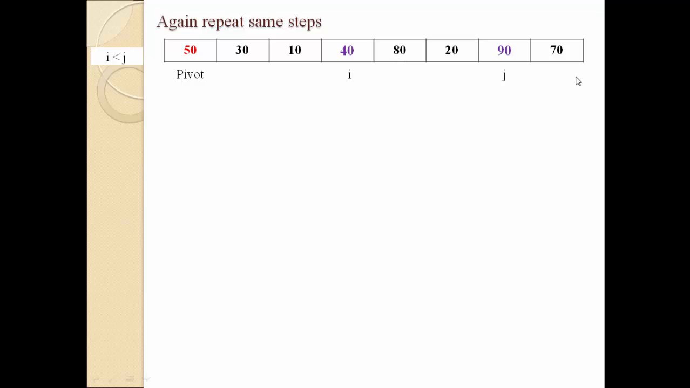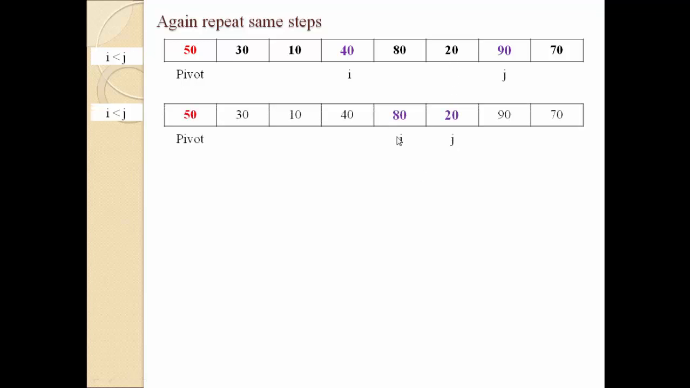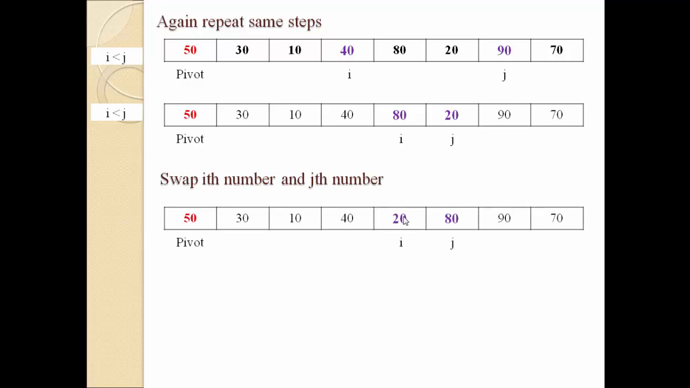And when we move from right to left, at that time we have to reduce the value of j and identify the number which is less than the pivot element. So 20 is less than the pivot element, so the next value of j will be this one. So the next value of i is this one and the value of j will be this one. Now again we have to check whether i is less than j or not. Yes, i is less than j, so we have to swap these two values. Now swap these two values, then we get 20 here and 80 here.